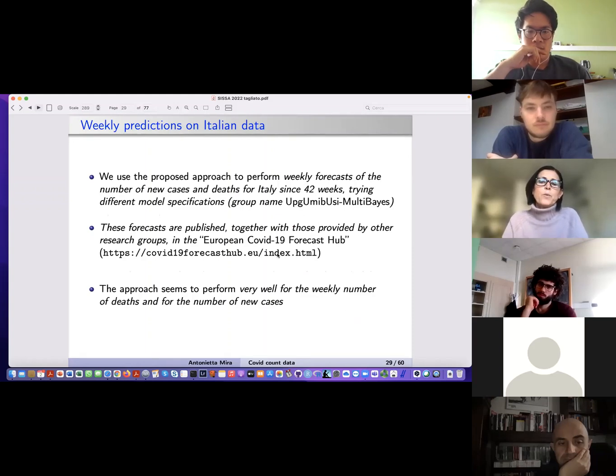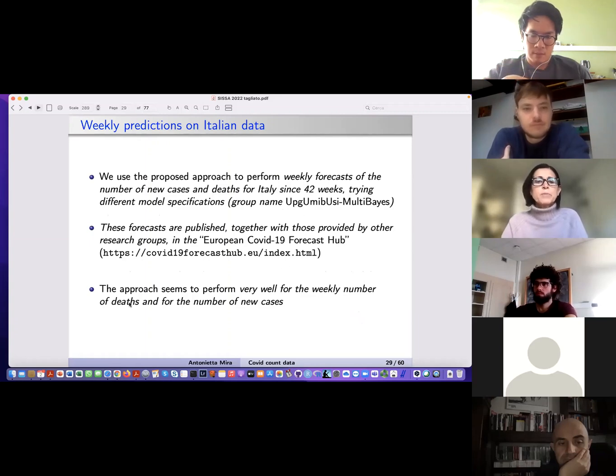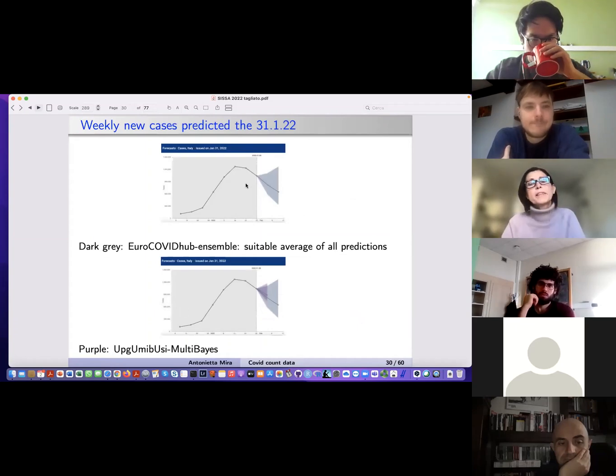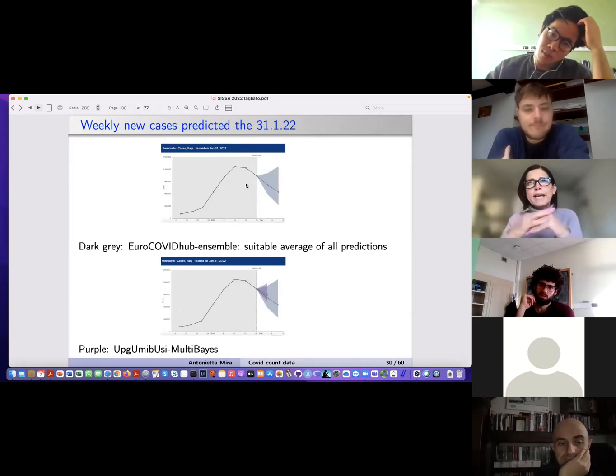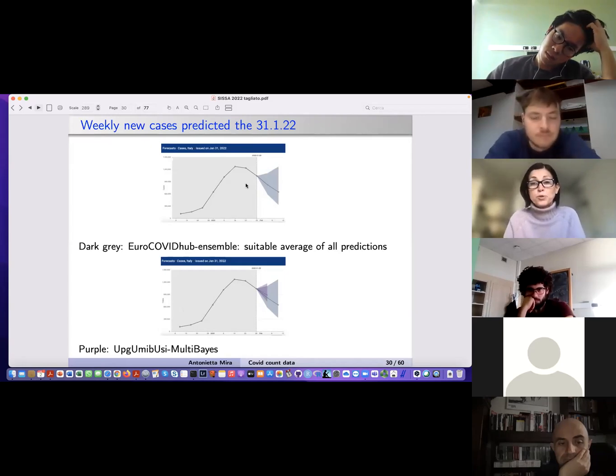And we have been doing those predictions for the past 42 weeks, together with a bunch of other colleagues of other teams worldwide. Specifically, we predict every week the number of deaths and the number of new cases. If you go on that website, you can see our predictions together with the ensemble predictions, which is performed by pooling together and properly reweighting the predictions that each one of the research teams produces.